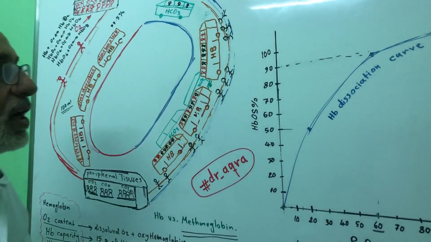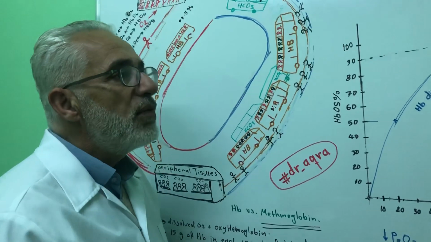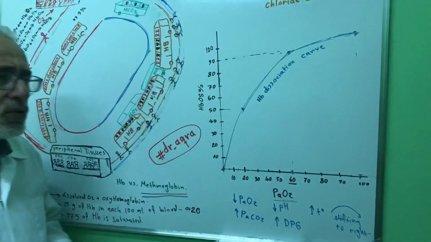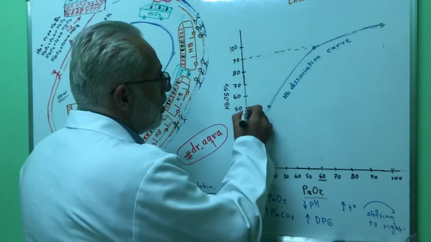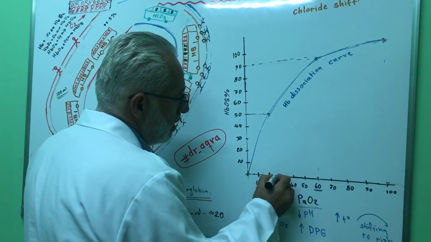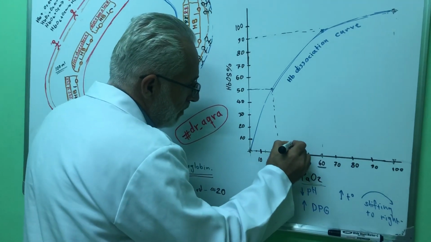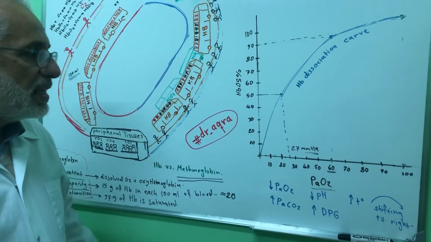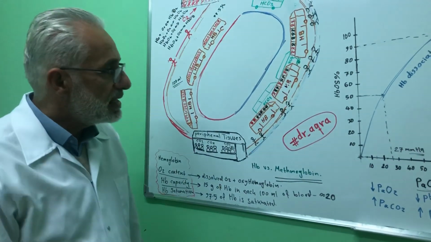This is quite good and healthy and enables us to survive and adapt when there is a decrease in partial pressure of O2, as occurs in high altitude, for example. And almost half of the saturation is lost only when the partial pressure of O2 decreases to 27 millimeter mercury. This only occurs in peripheral tissue during extreme or strenuous exercise.